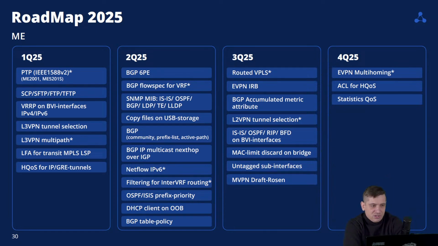So as per roadmap, as you see in first quarter of 2025, some protocols like precise time protocol for ME2001 and ME51S shall be added, layer 3 VPN multipath in second quarter, filtering for inter-VRF routing in third quarter, routed VPLS, layer 2 VPN tunnel selection, and in fourth quarter of 2025, the most important option, it's EVPN multi-homing.